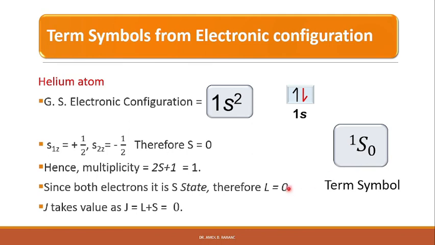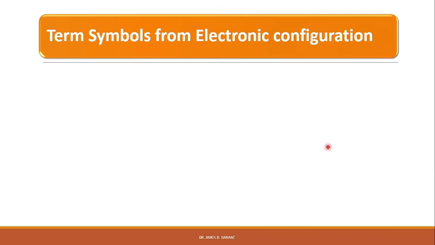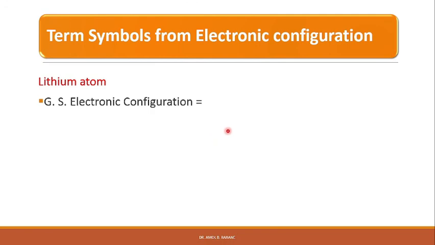So that means for all the atoms with completely filled orbitals, the term symbol is singlet S 0. Now let us move to the next atom, that is lithium. The ground state electronic configuration of lithium is 1s2, 2s1.